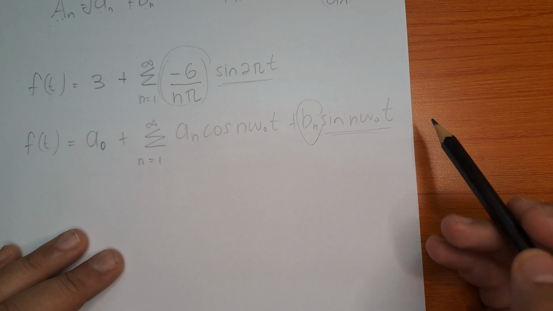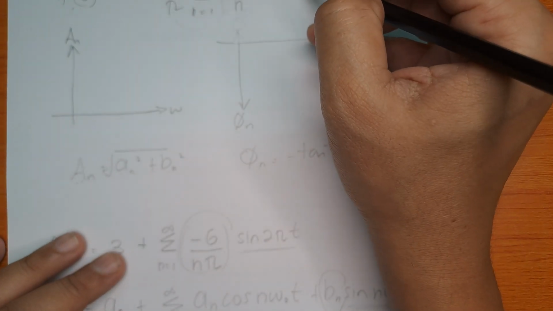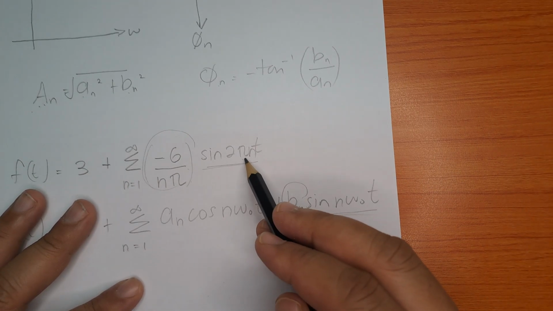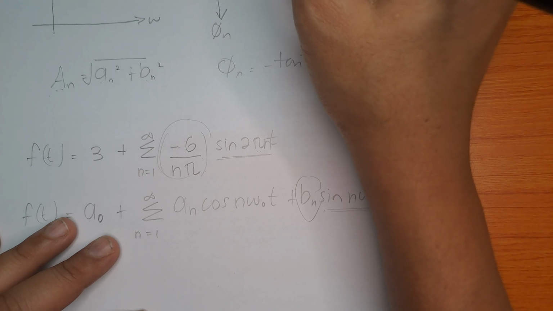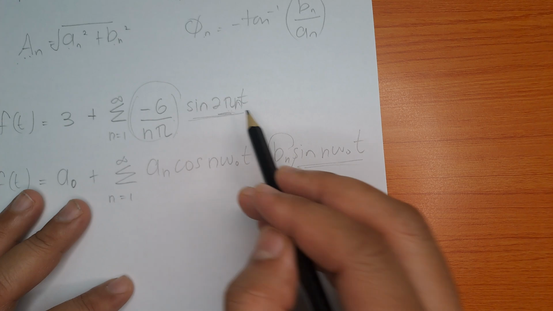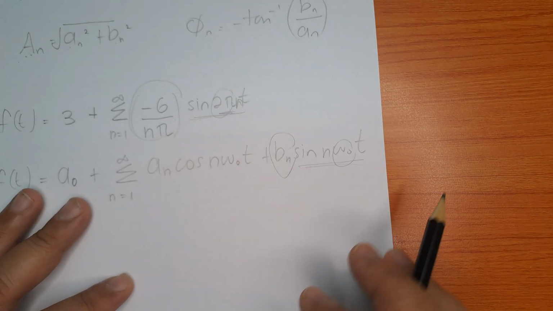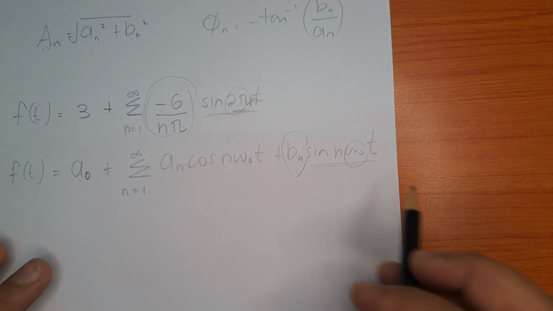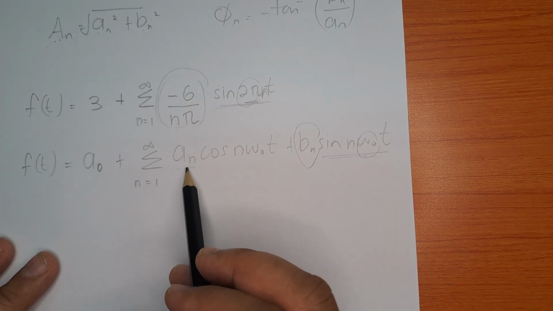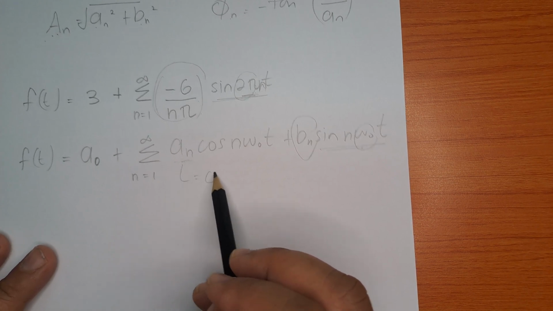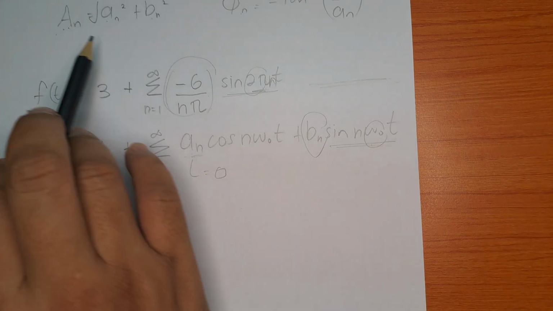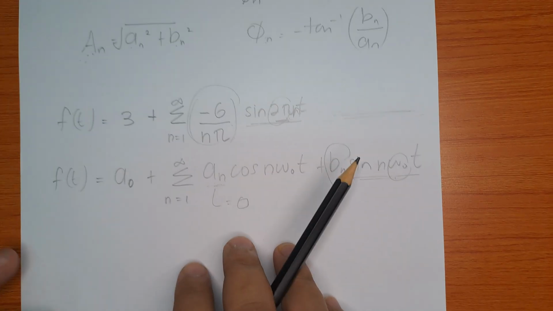There's a 2 pi n t, I suppose, because the equation must have n here. So 2 pi n t, so omega naught in this case is 2 pi. Never mind, we don't need this value. What we need is this bn and an. In this case, an is 0 because there is no term for cos. Now we can calculate An and phi n.